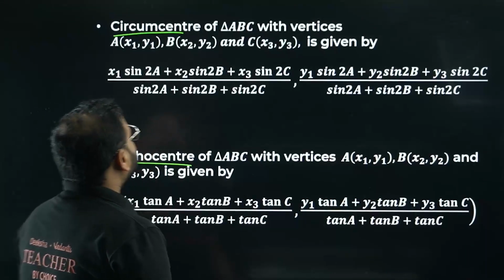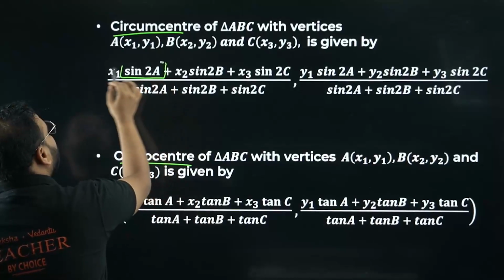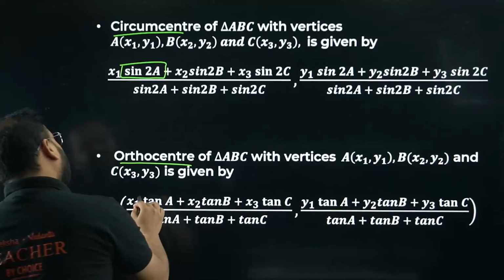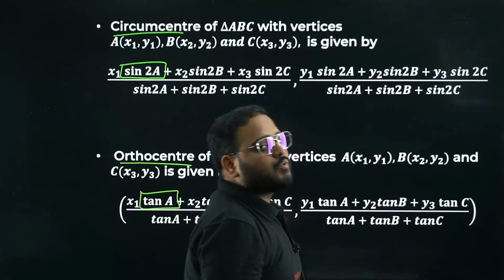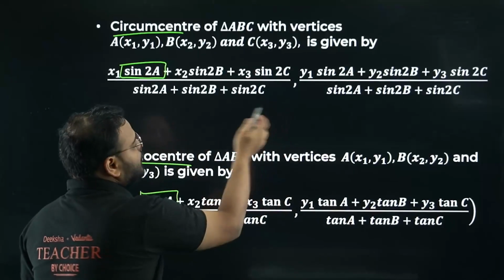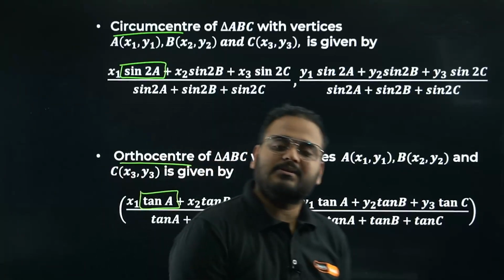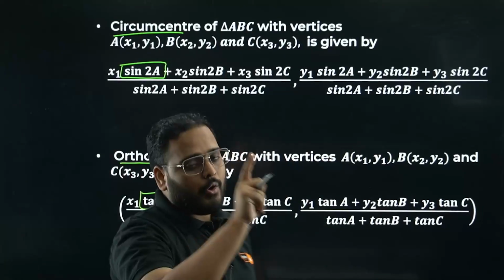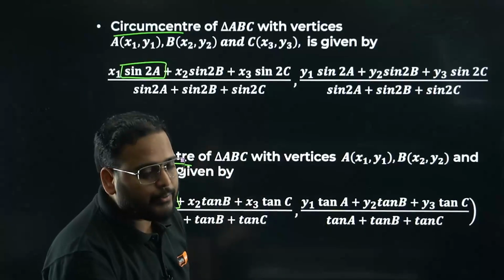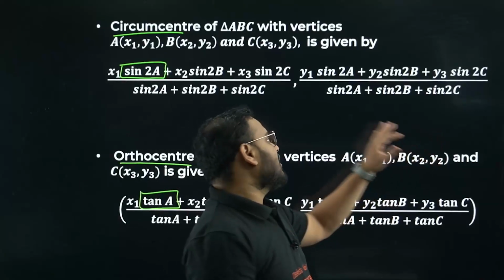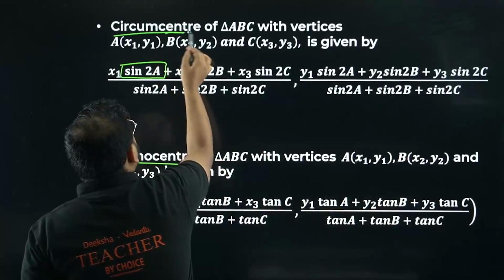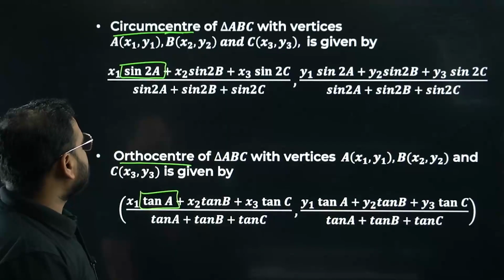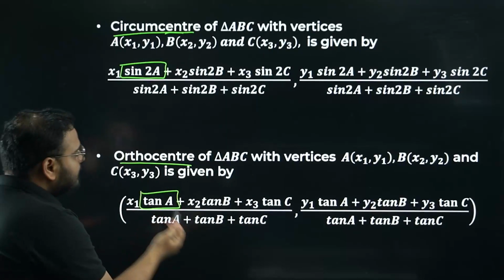For the circumcenter we have the formula in terms of sine 2A, and for the orthocenter in terms of tan A. Please check. (x1 sin 2A plus x2 sin 2B plus x3 sin 2C) upon (sin 2A plus sin 2B plus sin 2C). Same goes in the case of y: (y1 sin 2A plus y2 sin 2B plus y3 sin 2C) upon (sin 2A plus sin 2B plus sin 2C) for the circumcenter.